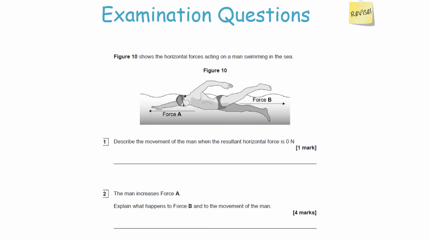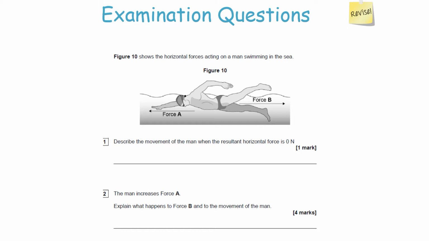Right, so first thing we note again is we look at the size of the arrows. Now you'll notice the arrows are equal in size, so therefore the two forces cancel out, and we know this because it says in the question the resultant horizontal force is 0 newtons, so they must cancel each other out.